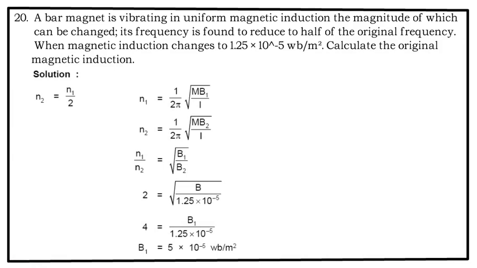I know N1 is equal to 1 upon 2 pi square root of M B1 upon I. Why B1? Because M and I, nothing is changing. Only the magnetic induction is changing. So I get N1 by N2 is equal to square root of B1 by B2. I substitute all the values and I get B1 is equal to 5 into 10 raised to minus 5 Weber per meter square.